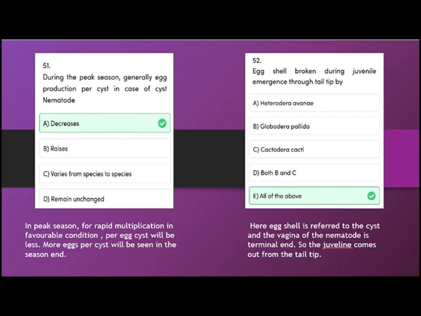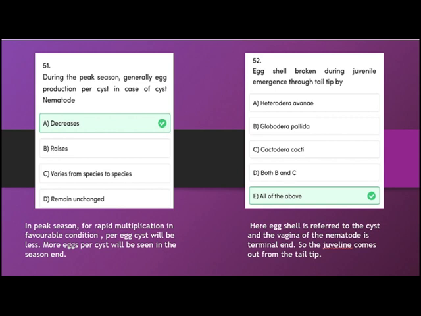Now come to the 51st question. During the peak season, generally egg production persists in case of the cyst nematode, and the answer is it decreases. In the peak season, for rapid multiplication in favorable conditions, per cyst the egg count will be less. More eggs per cyst will be seen at the season end.